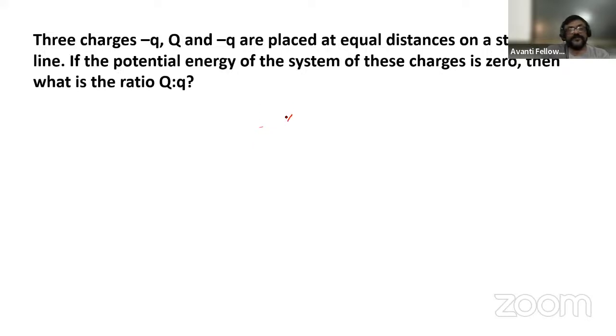Here we have negative Q. This is positive Q. This one is negative Q, at equal distances. This distance is R. This distance is also R. If the potential energy of the system of these charges is 0, then what is the ratio of Q? You should find the ratio of capital Q to small q.